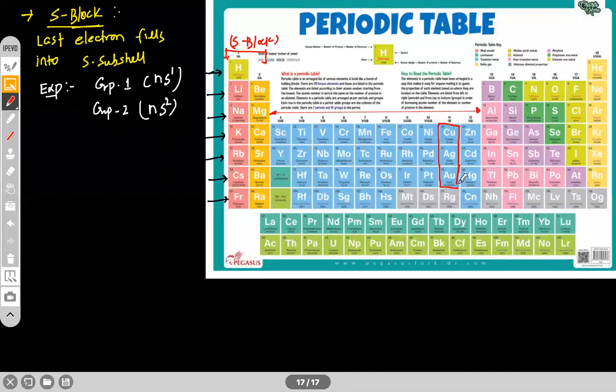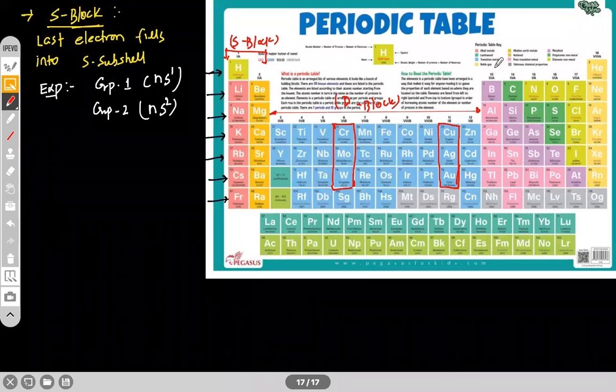That's why this one you must remember, it is important. And here also it is possible with chromium, with the same reason. And the transition is that only, S to D, which is possible in the same group. So we have 10 different groups here. So 2 groups we have S block, 10 groups we have for D block.